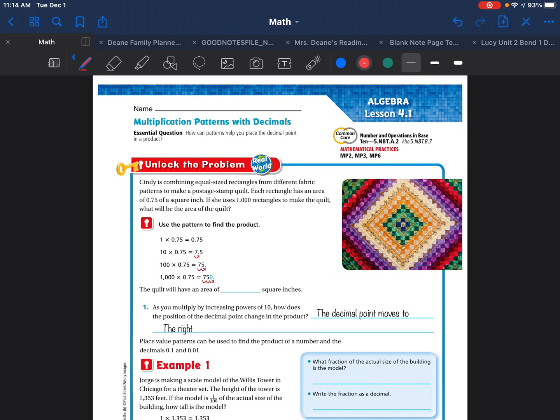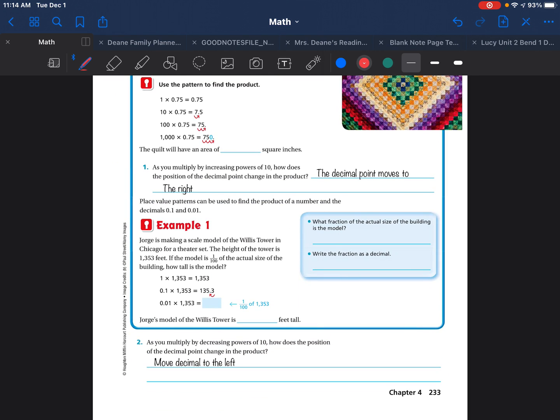Hi everyone, today we're going to start chapter 4, which is multiplying decimals. So we're going to start with lesson 4.1. It is on page 233.